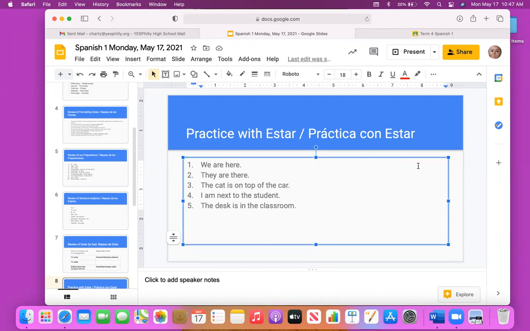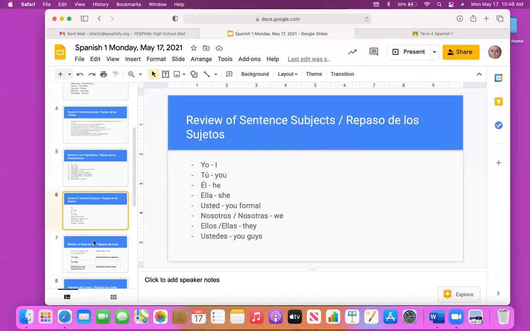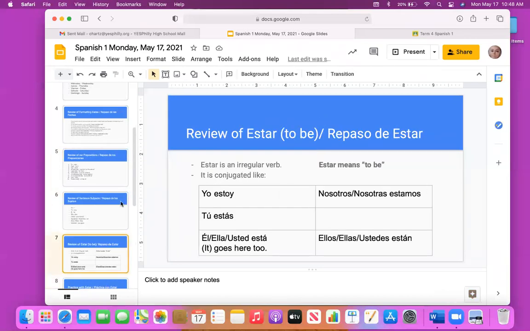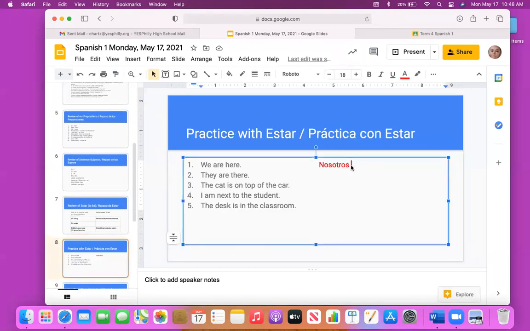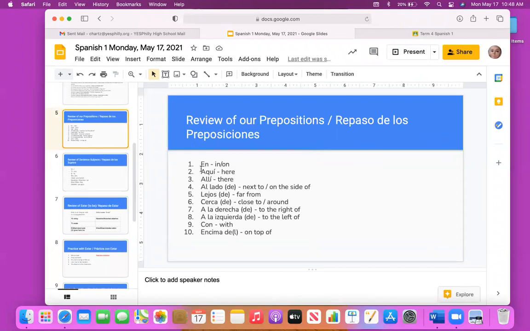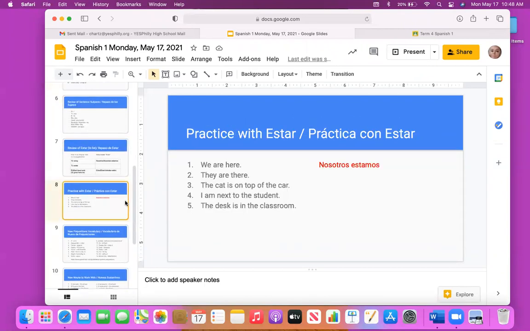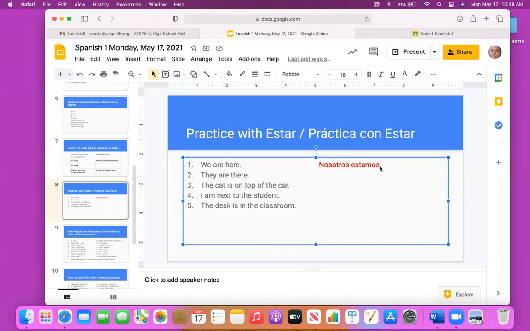Do it go like nosotros está aquí? Our word for we is nosotros, right? Yeah. We are here. Nosotros está. We are. So estamos, right? Oh, yeah. Nosotros estamos aquí. And then here is a preposition, which we went over. Here, aquí, right? Yeah. Estamos aquí.